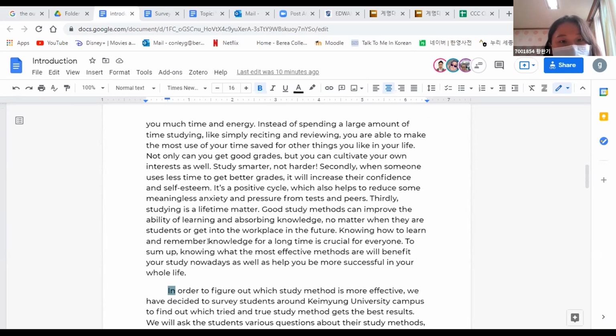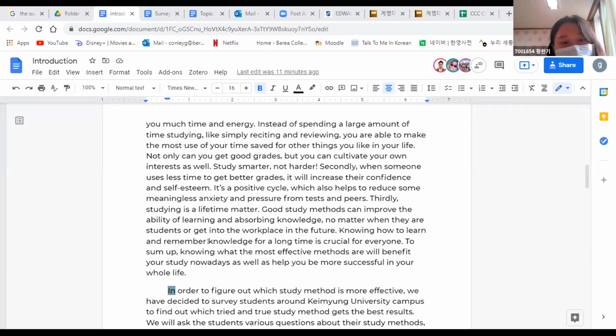Studying smarter, not harder. The second reason is when someone uses less time to get better grades, it will increase their confidence and self-esteem. It's a positive cycle. It will just help to reduce some meaningless anxiety and pressure from testing peers.